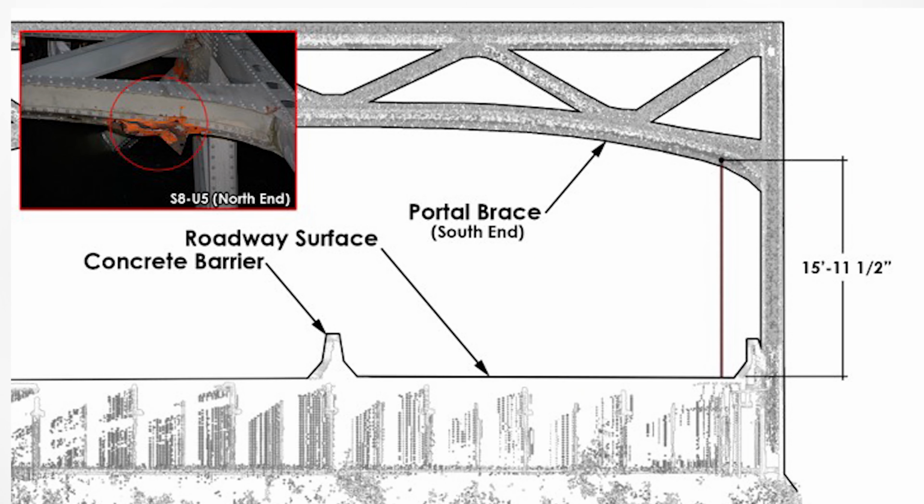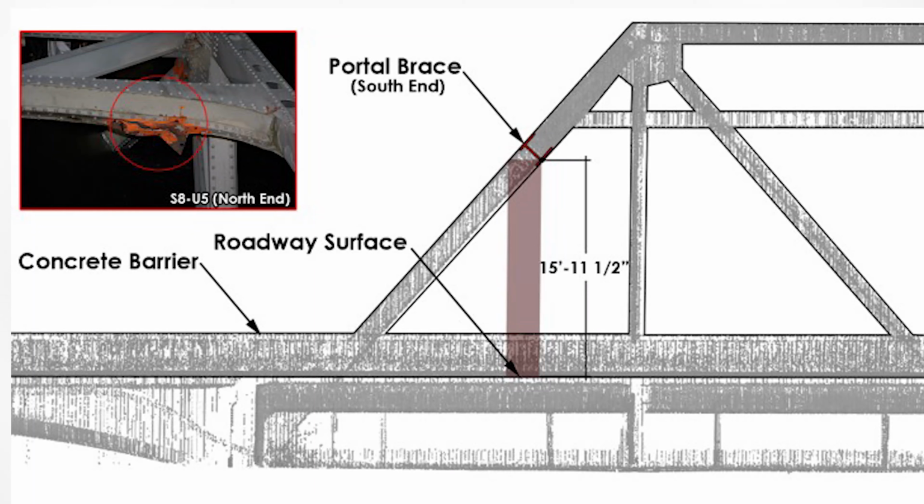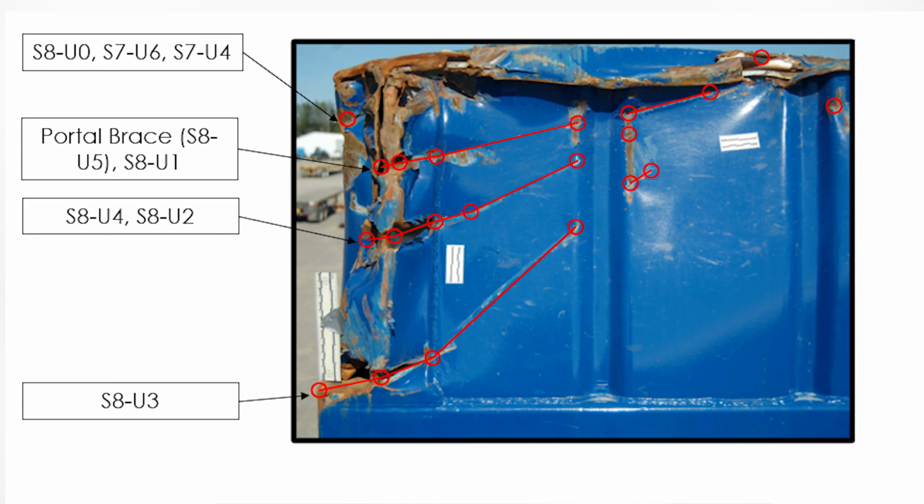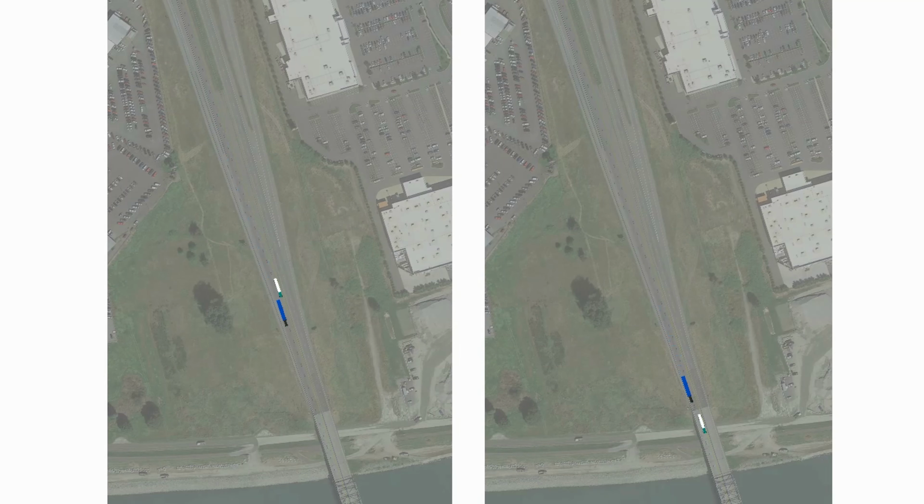So we could look at, for example, the damage to the bridge elements and look at how that fit with the tractor trailer, what part of the tractor trailer came into contact with the bridge. And then we could also look at hypotheticals, like had the tractor trailer been traveling in a different lane, would that tractor trailer have been able to clear without striking the bridge?